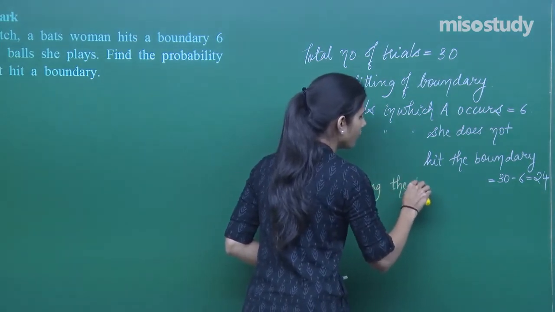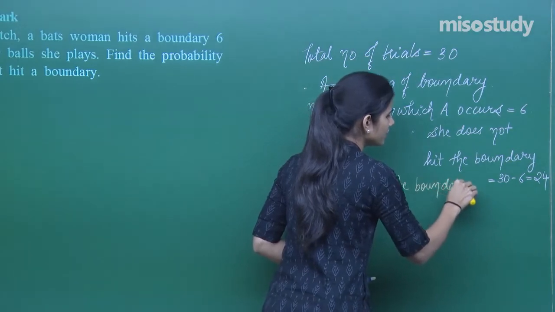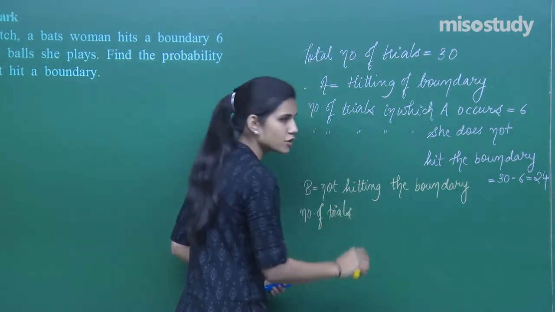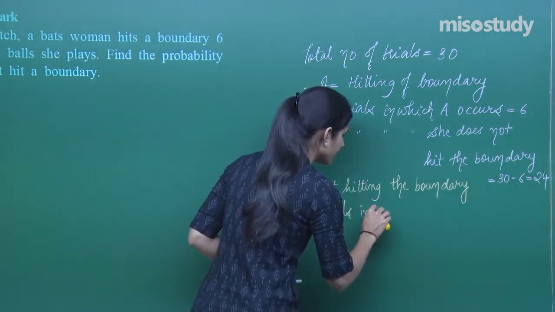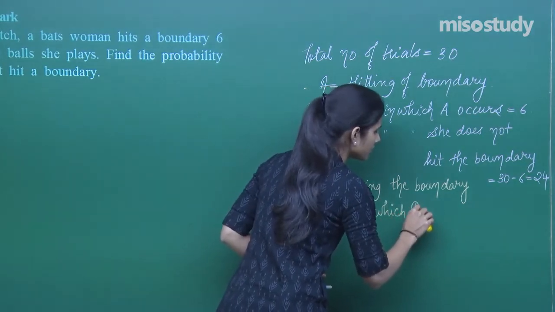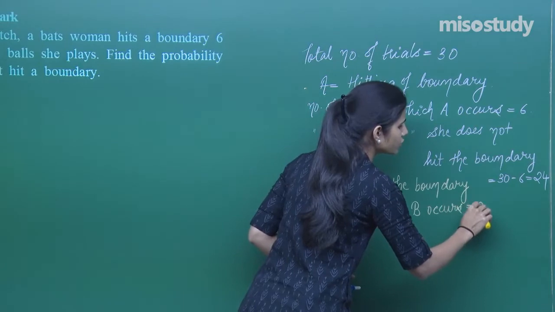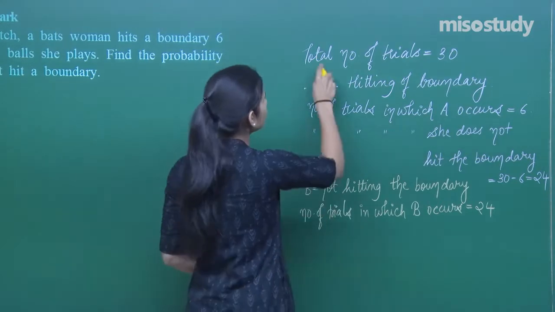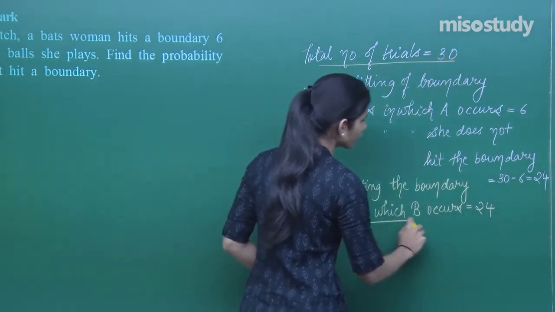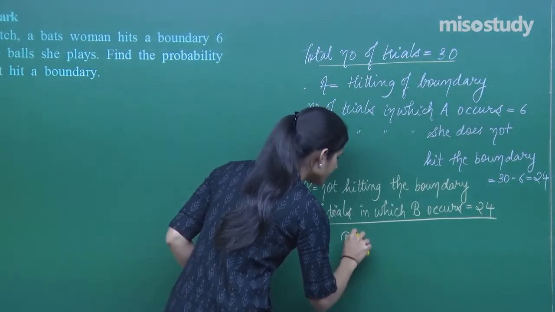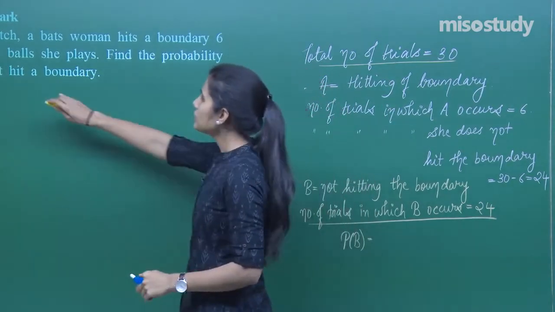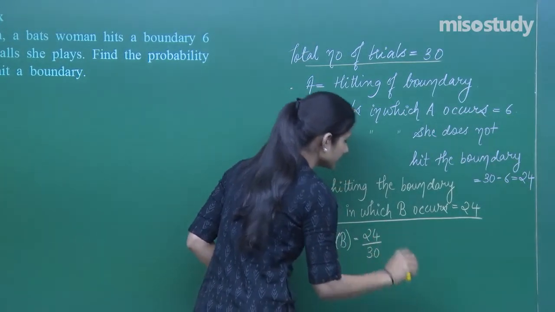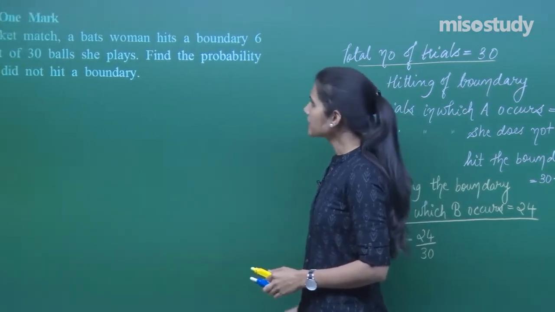If I declare not hitting the boundary as event B, then out of 30 plays of hitting the ball, number of plays in which B occurs, that means in which she is not able to hit the boundary, are 24. In 6 balls she is able to hit the boundary, in 24 she is not. So, total number of trials are 30, out of these, number of trials in which B occurs is 24. So, probability of event B, which is probability that she is not able to hit the boundary, will be 24 upon 30. Clear? Let us look at the next question.